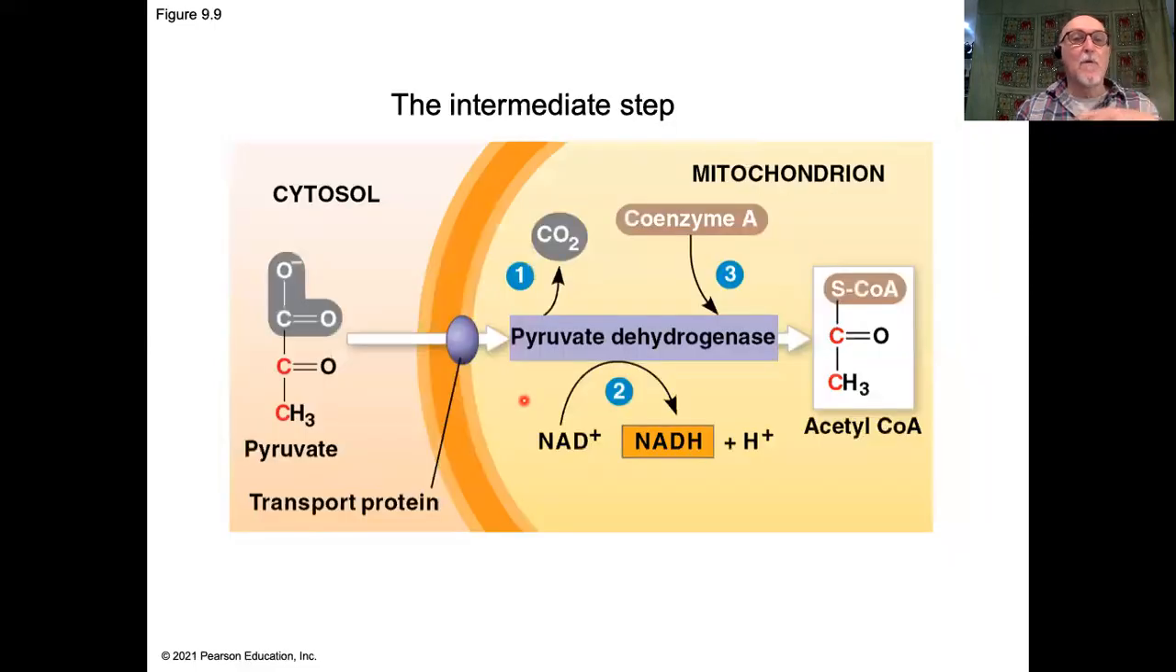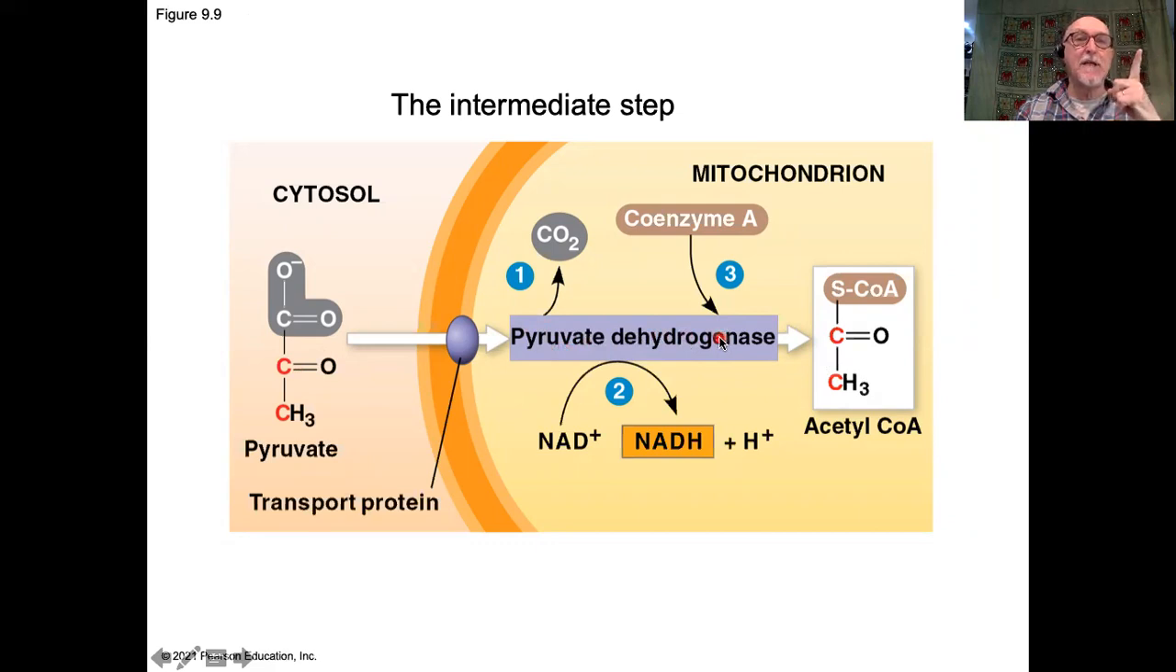The first, remember, what are we doing? We're importing this 3-carbon compound called pyruvate. We import it into the mitochondrion, into the inside of the mitochondrion, and it undergoes an intermediate reaction. And it's often called the intermediate step. Here's the pyruvate coming in, and the pyruvate is dehydrogenated. Look at the name of this enzyme, pyruvate dehydrogenase.